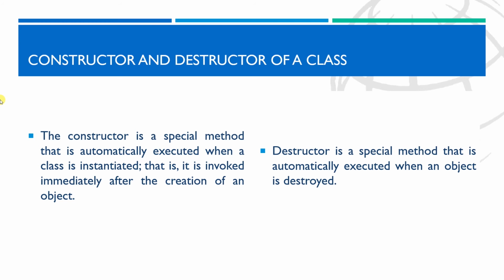Then the destructor is a special method that is automatically executed when an object is destroyed. This allows the memory that the object occupied to be released, and the destructor can't receive parameters or return a value and must have the same name as the class. Only it is preceded by a symbol. A class is not allowed to implement multiple destructors, and the symbol that precedes the destructor is the tilde.